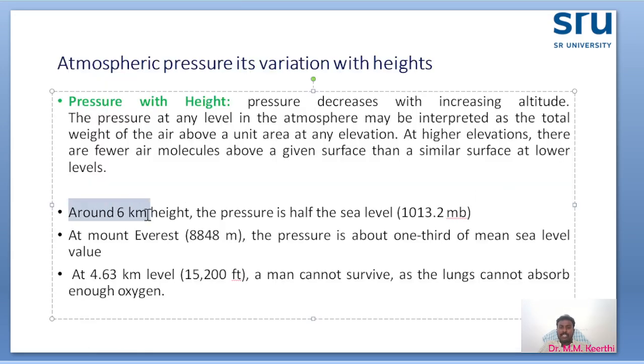You see, around 6 kilometers height, the pressure is half of the sea level. At Mount Everest, around 8,848 meters, the pressure is about one third of the mean sea level value. At the 4.63 kilometer level, around 15,200 feet, man cannot survive. The lungs cannot absorb enough oxygen because of the pressure fluctuation.